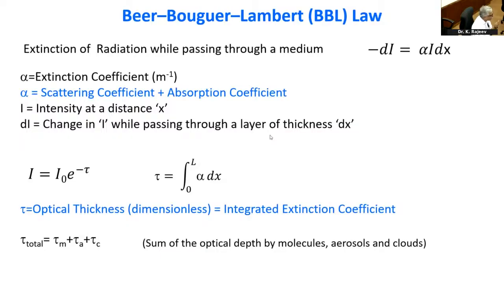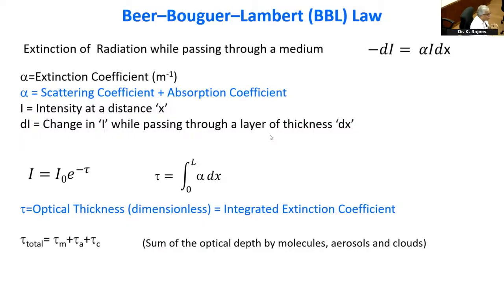People will be writing Beer law or Bouguer-Lambert law. In physics, most of the time what happens is multiple groups have worked on the same problem. So somebody else will combine them and then make a Beer-Bouguer-Lambert law. Not that they worked together. Beer law was different, Bouguer-Lambert was different, but then they have the same form.